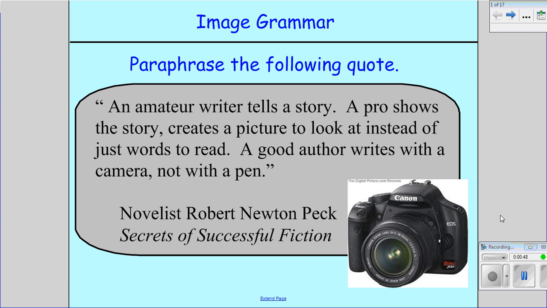What Peck is trying to tell us is that we shouldn't just tell about our story. Instead, we should really show. We need to give our readers a picture. We also need to pretend that we're writing with the camera, so that they can really see what's going on, and we're not just giving them a bunch of words. So today we're going to focus on how we really show and not tell.